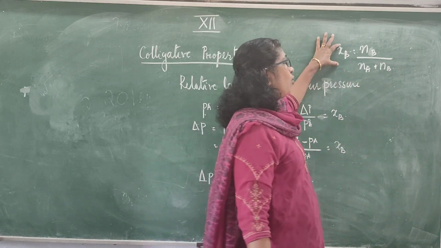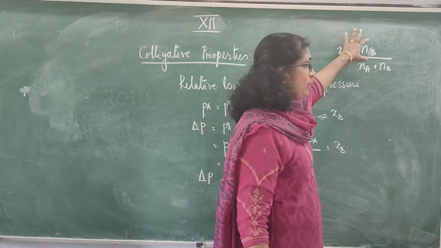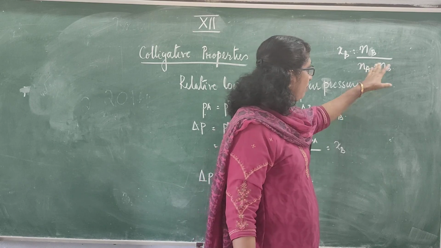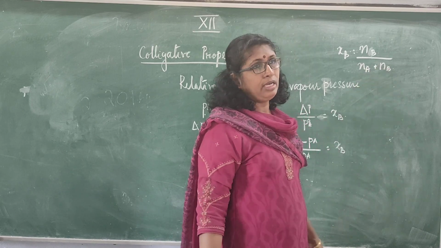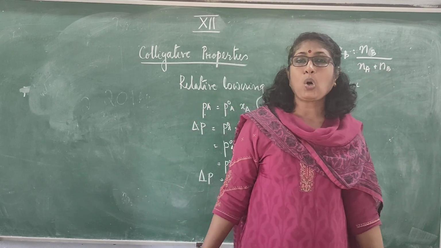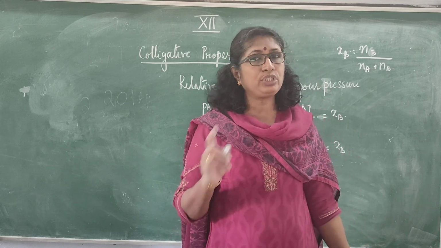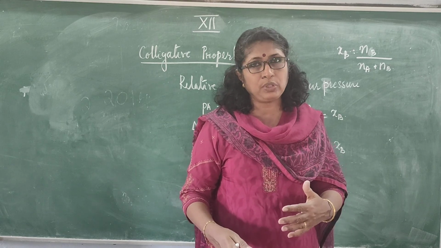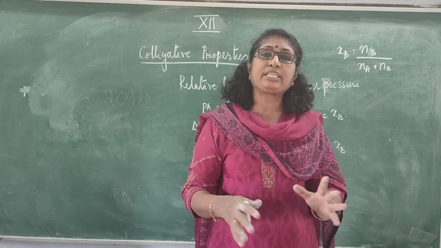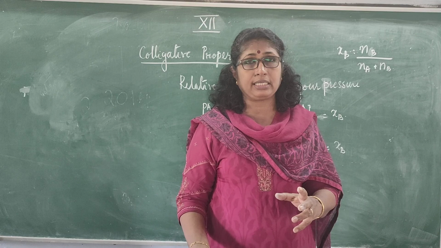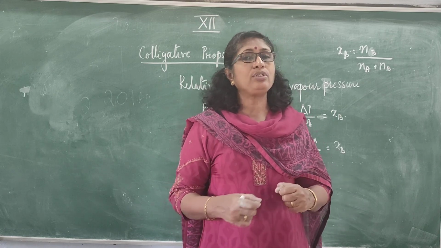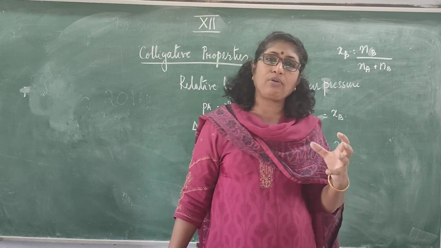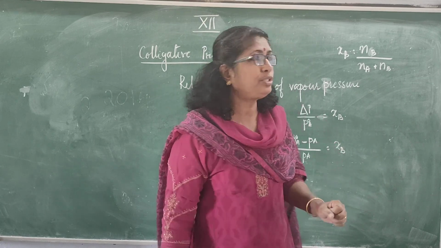XB is the mole fraction of the solute. It is equal to the number of moles of the solute divided by the number of moles of solvent plus the number of moles of solute. Now, the colligative property holds good when the solution is dilute, because when more and more solute comes into solution, there can be some interactive force between the solute particles. In a dilute solution, such interactive forces will be lower. So, colligative property always holds good for dilute solutions.